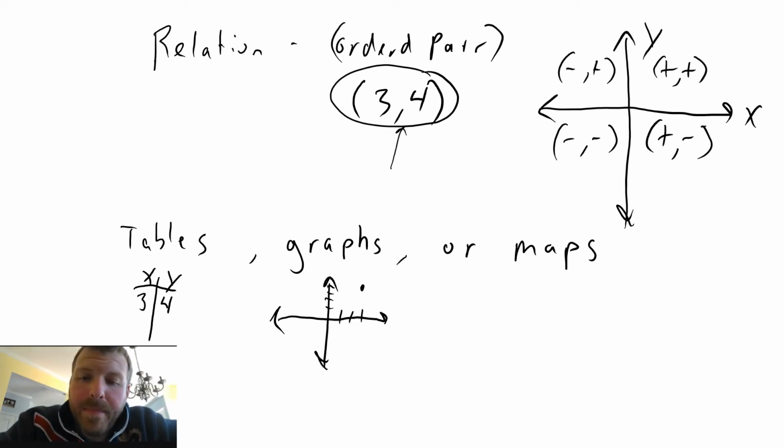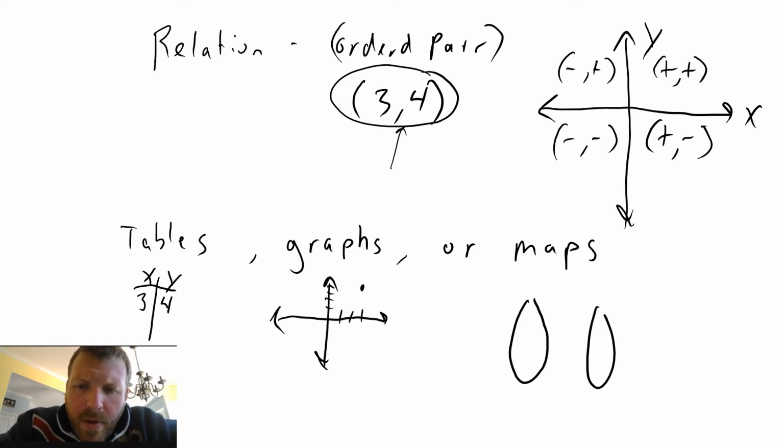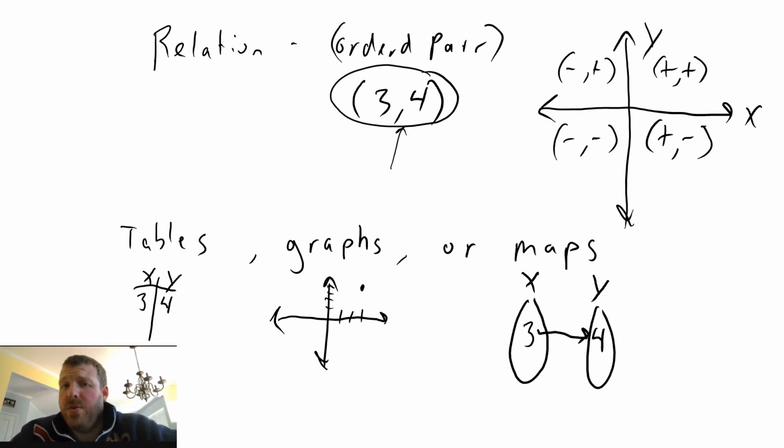And then a map is very similar to a table, where we have our x values on the left side and we have our y values on the right. But what we like to do is we like to draw what goes with what. So our x goes with our y, and so therefore 3 goes to 4 when we draw an arrow to it. These are different representations of relations, and the overall point here is that a relation is just an ordered pair. Okay? So remember that. What's a relation? An ordered pair, or a set of ordered pairs.